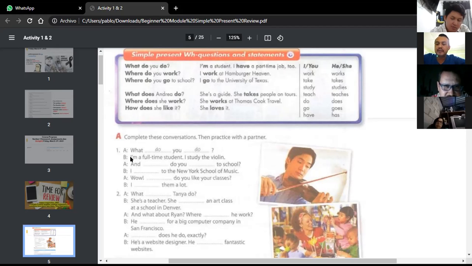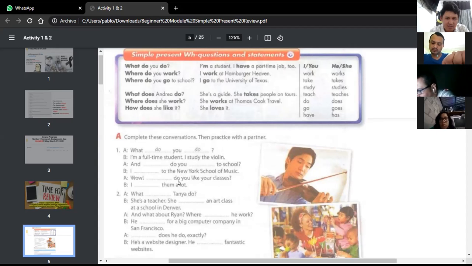Entonces quedaría, ahora digamos, toda la conversación. What do you do? I am a full-time student. I study the violin. And where do you go to school? I go to the New York School of Music. Wow. Aquí que era lo que habíamos puesto. How do you like your classes?